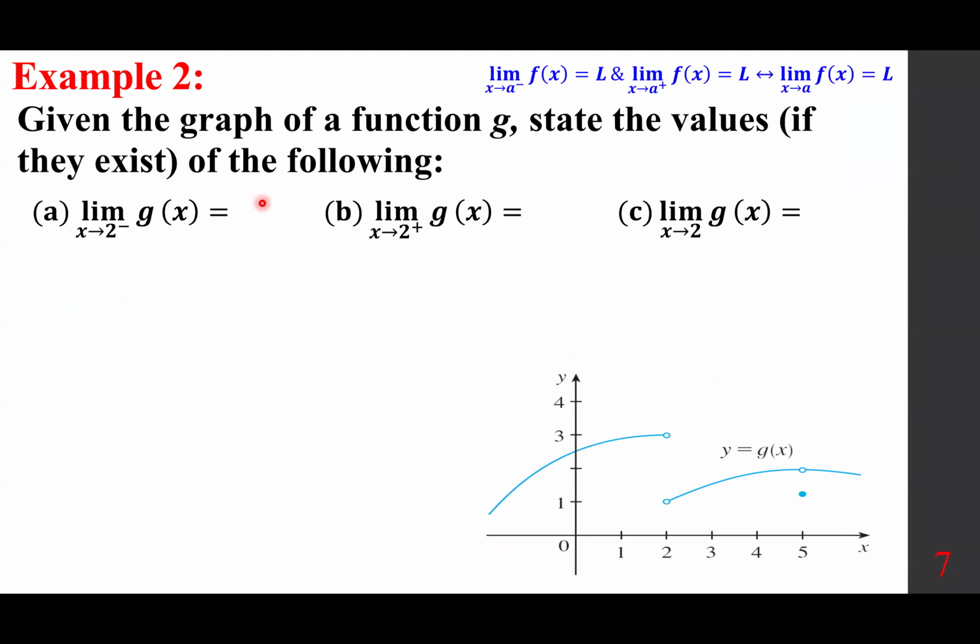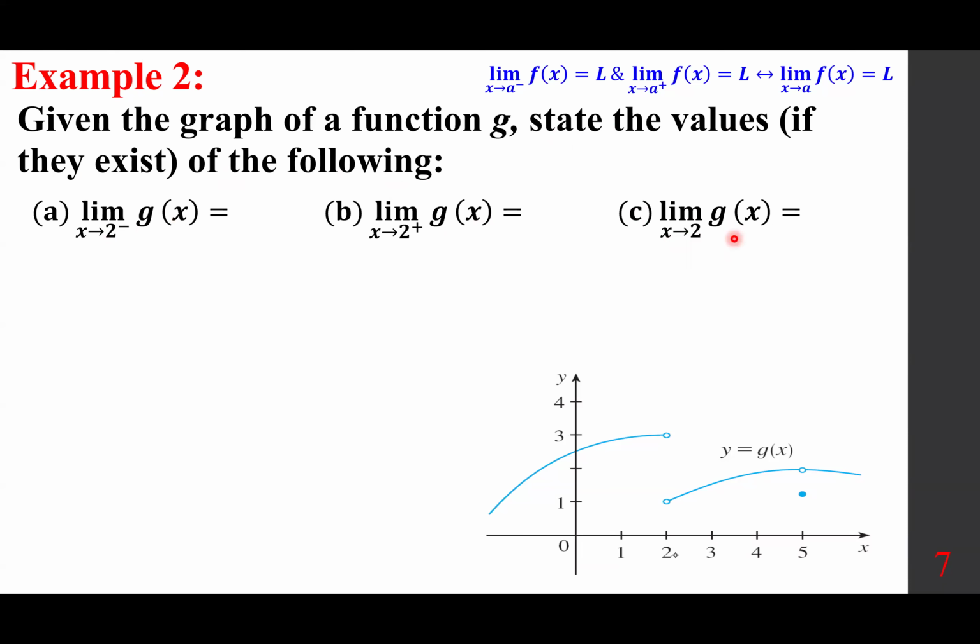Example 2, given the graph of a function g, state the values if they exist of the following. And you look at this, we really are interested in limit of g of x as x approaches 2. And then we're going to look at one-sided limits to figure this out. So limit of g of x as x approaches 2 from the left, 2 from the right, to see what happens here. This is of interest to us.